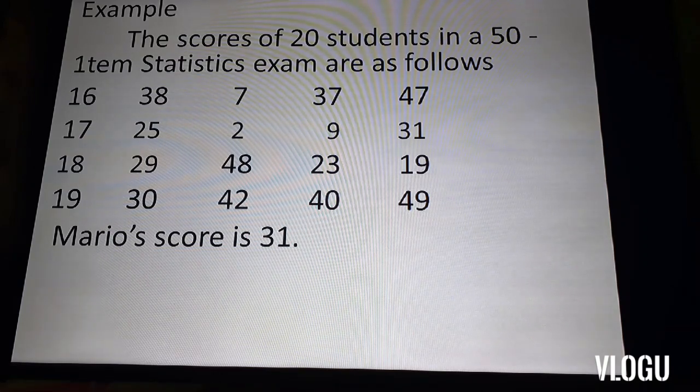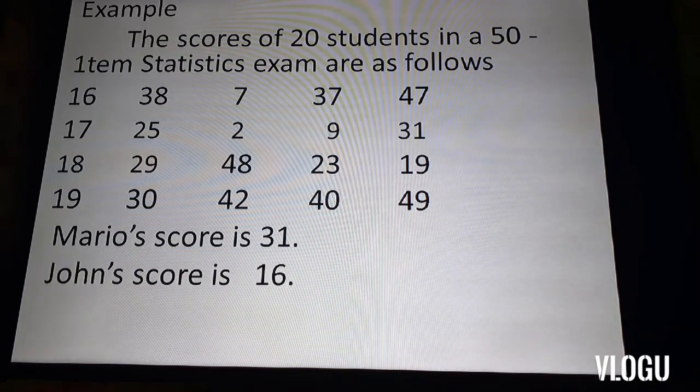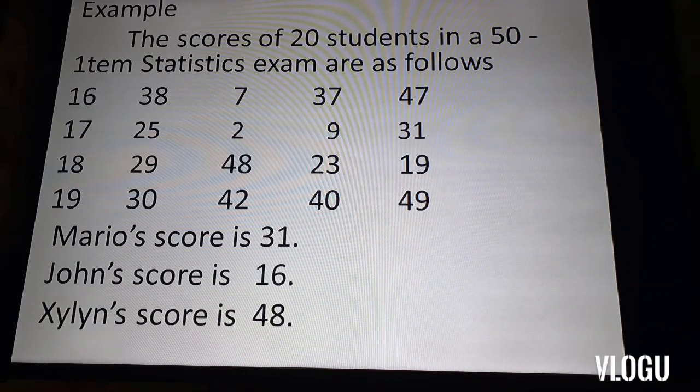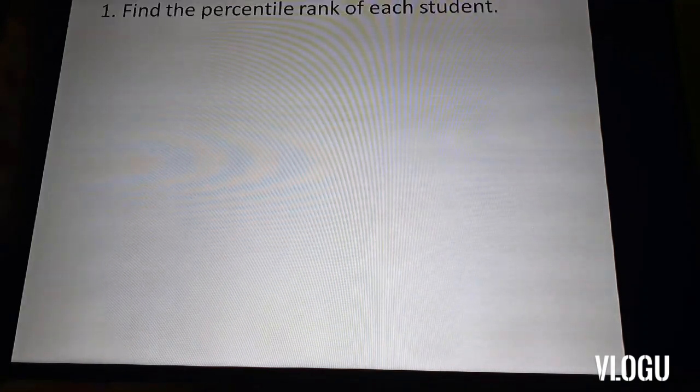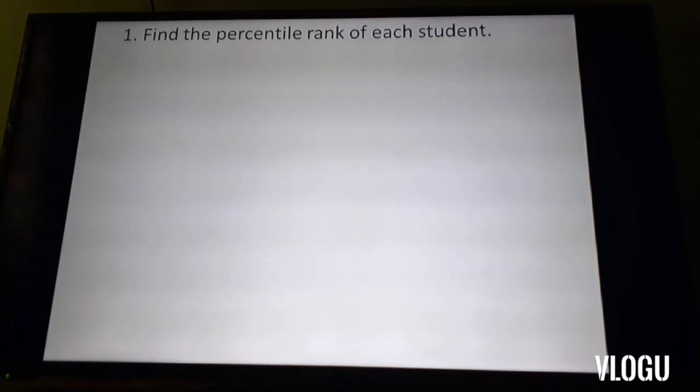In this case, the score of Mario is 31, the score of John is 16, and the score of Silene is 48. Tandaan natin na meron tayong 20 students na nag-take ng 50-item exam sa statistics. So yun yung mga scores ng tatlong bata na kasama doon sa exam. Yung isa 31, yung isa 16, yung isa naman 48. Our problem is to find the percentile rank ng bawat estudyante. So, hahanapin natin ang percentile rank ng bawat isang estudyante.